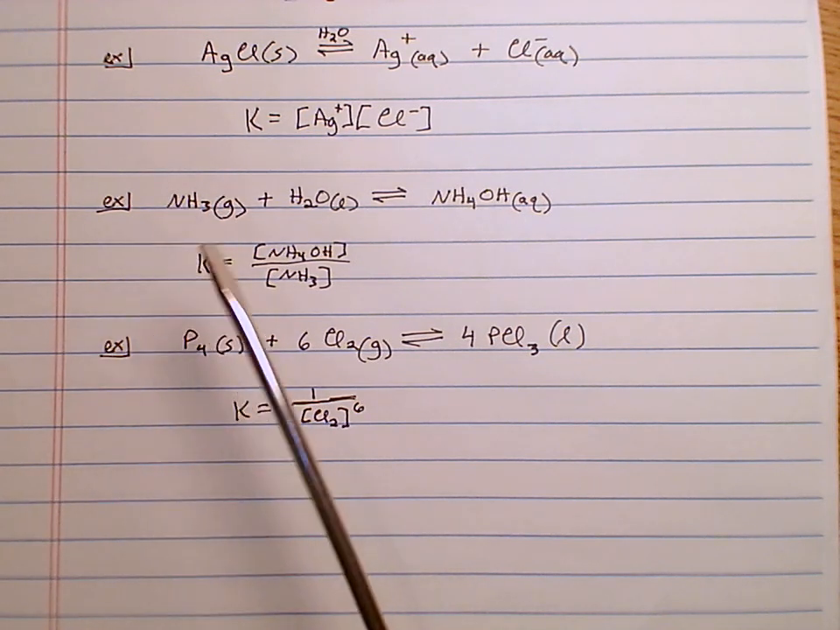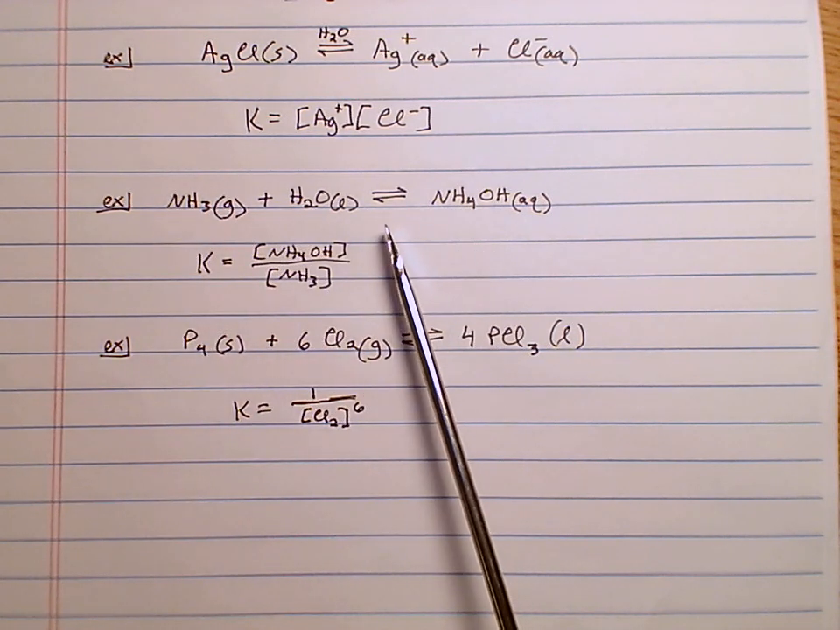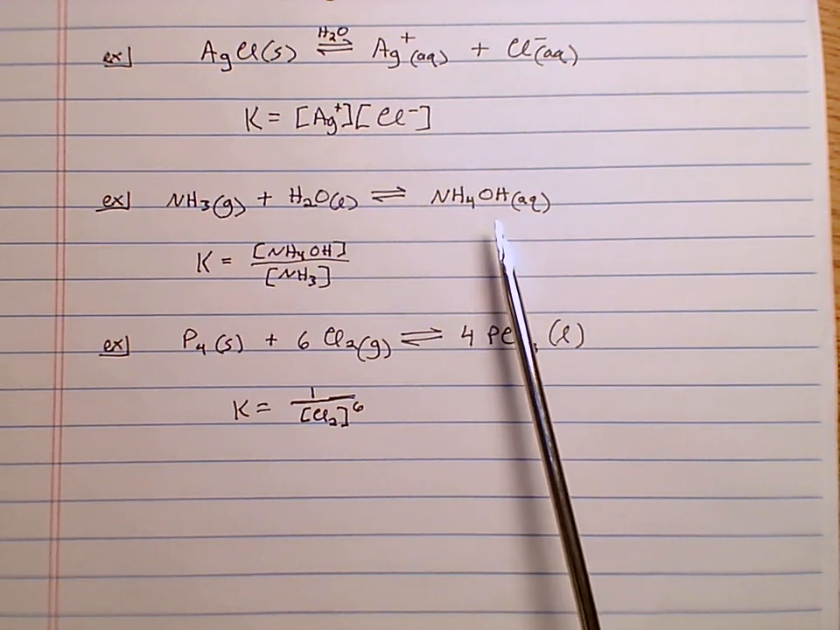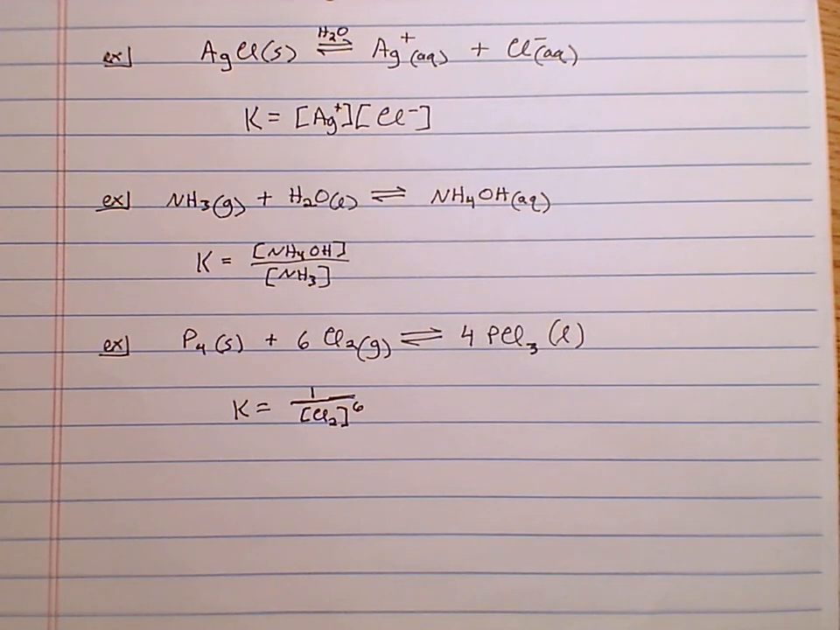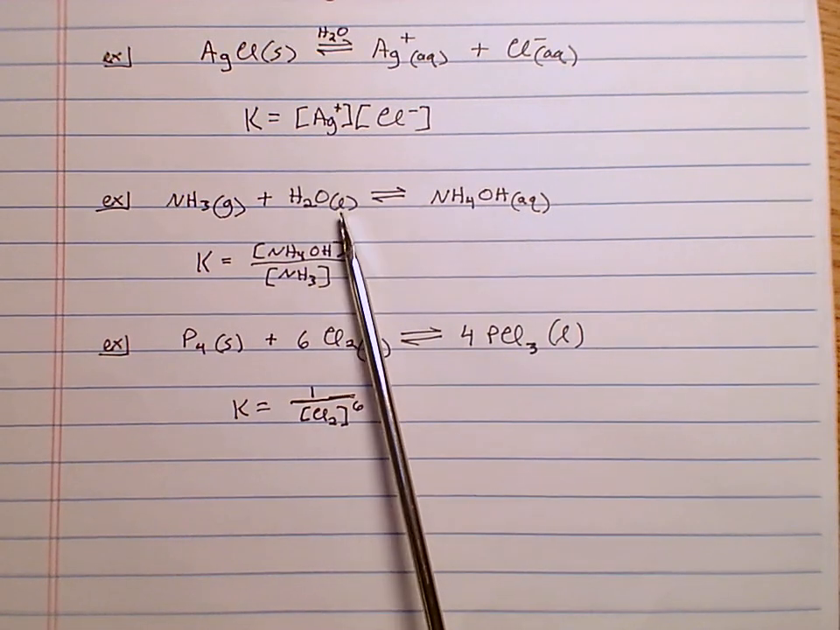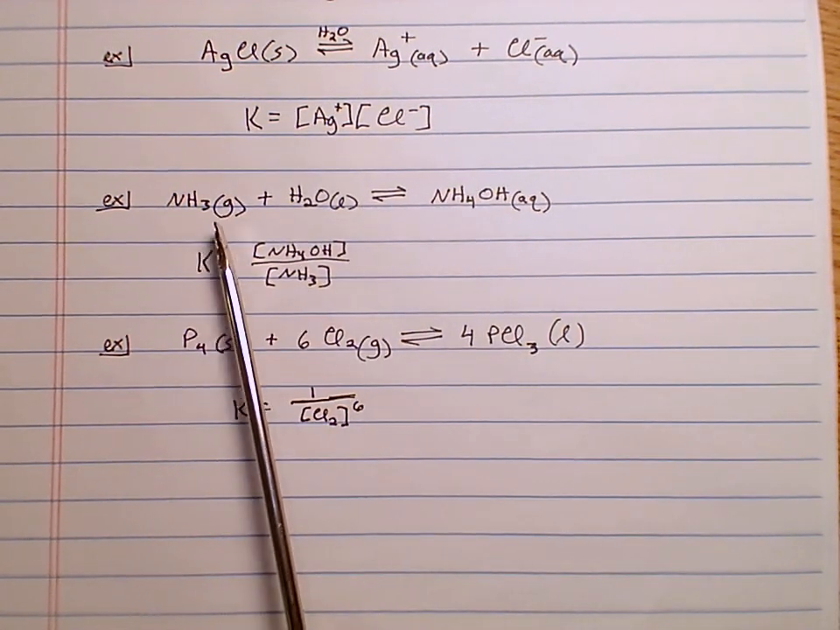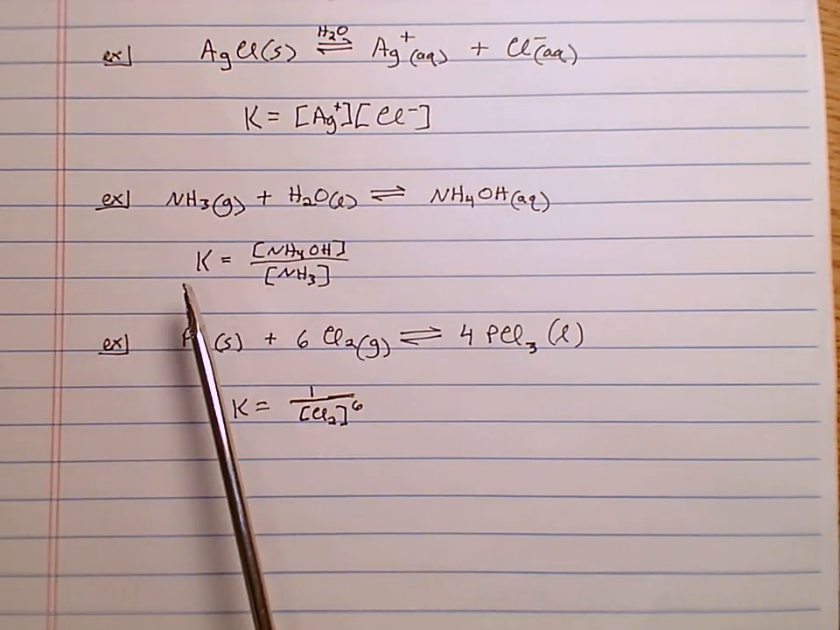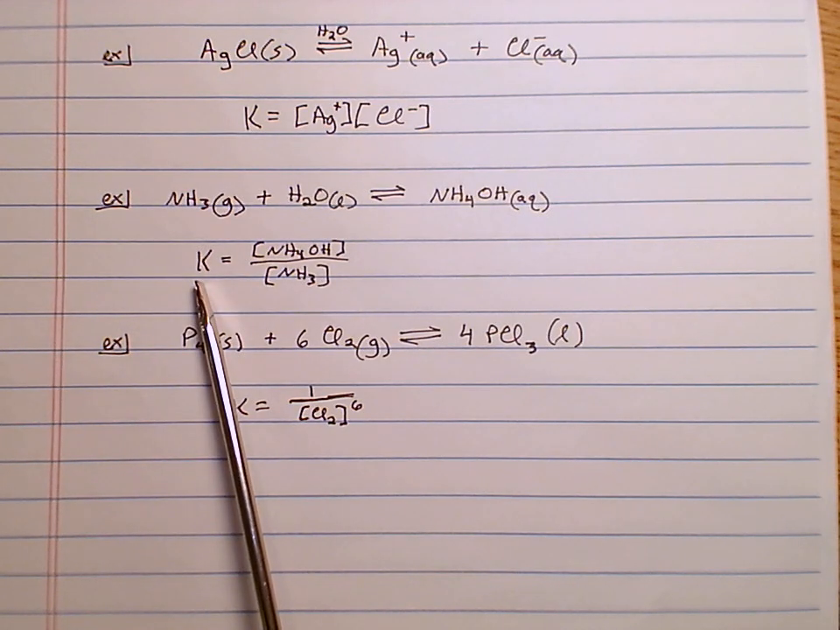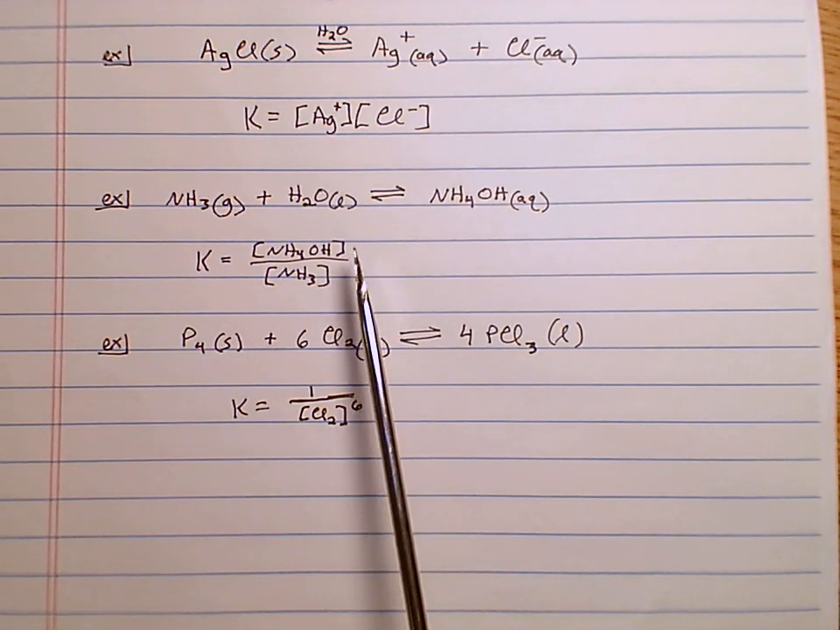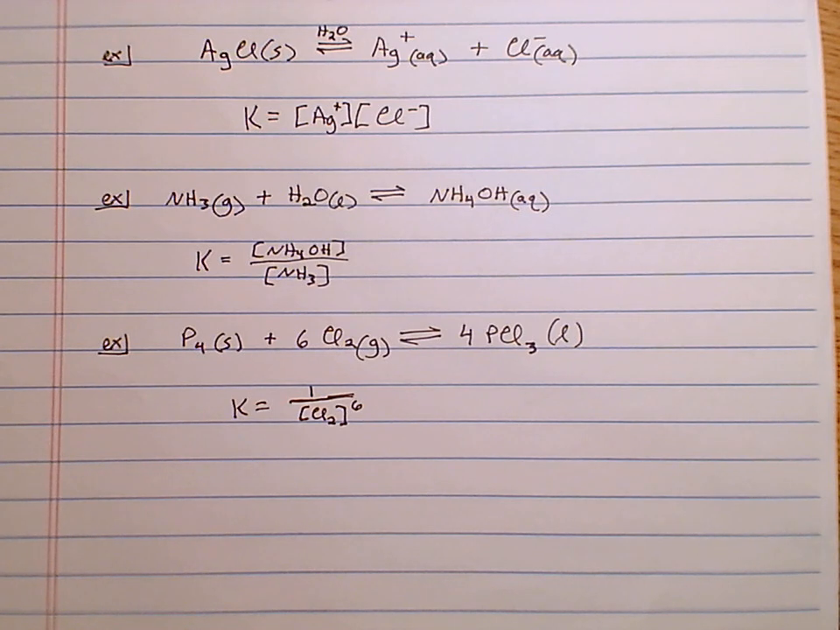All right. Next one, NH3 gas plus H2O liquid in equilibrium with NH4OH. Well, aqueous, yep, goes in there. Liquids, no, water does not go in there. Gases, yes, that goes in there. So K, the equilibrium constant, equals the concentration of NH4OH divided by the concentration of NH3.